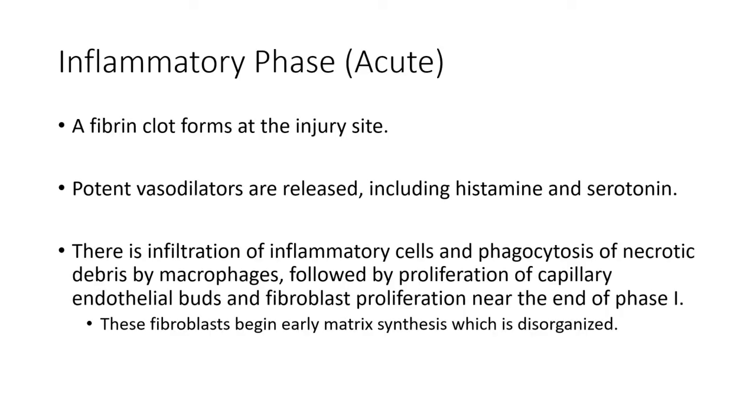So the inflammatory phase, or the acute phase, is where we have the formation of a fibrin clot at the injury site. Vasodilators are released, including histamine and serotonin. We talked about some of those earlier on, which allow for a greater infiltration of inflammatory cells, macrophages, to start cleaning up necrotic debris, and then proliferation of the capillary endothelial buds and fibroblast proliferation to start forming this granulation tissue, which we'll talk about later on.